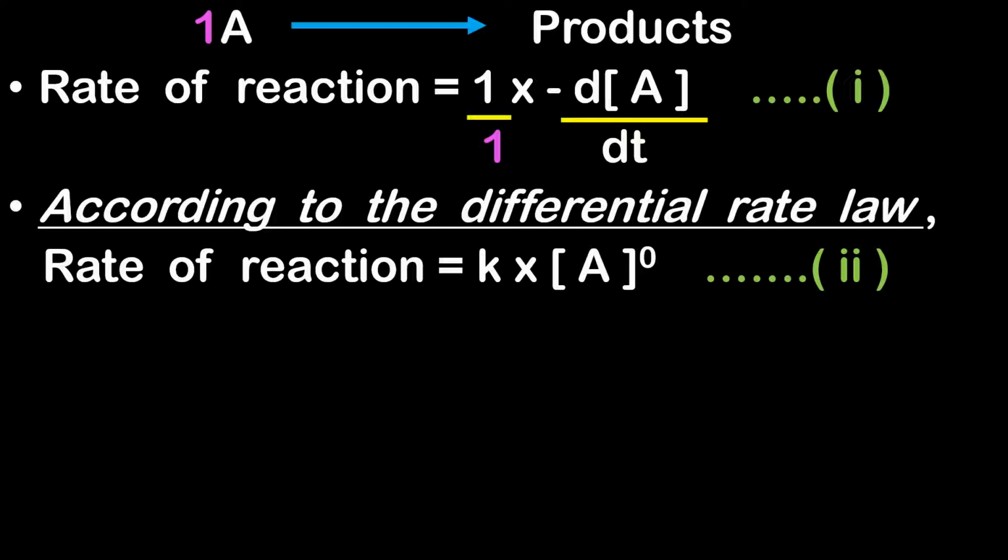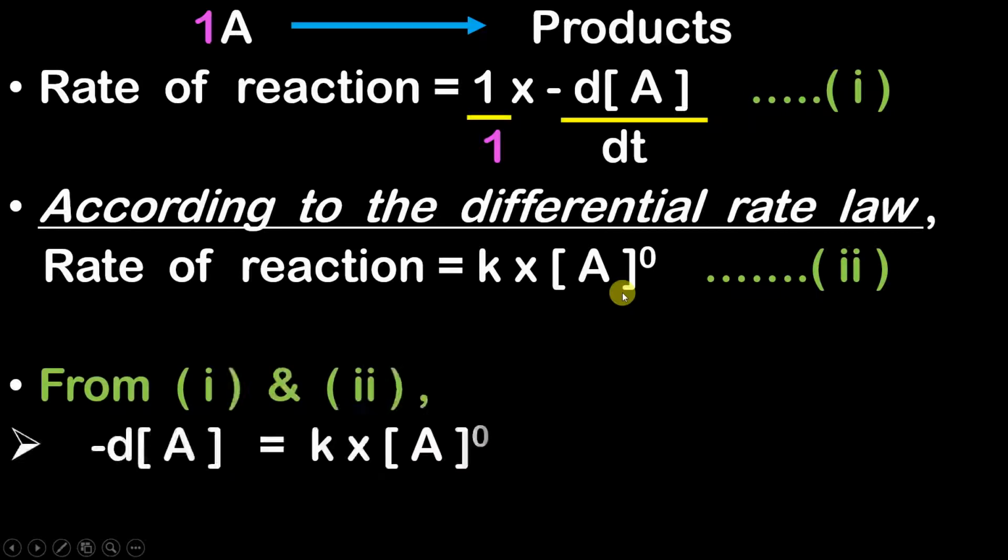Now guys, if you observe this equation number 1 and this equation number 2, what you notice is that the left hand side of both of them is same, and since the left hand sides are same, then obviously the right hand sides will also be same. So from equation number 1 and 2, what we get is this equation. We have just equalized the right hand sides. Am I right? If the left hand sides are same, then obviously the right hand side will also be same.